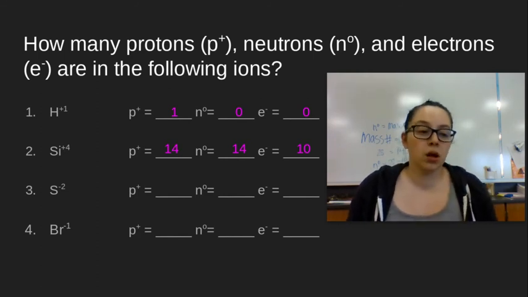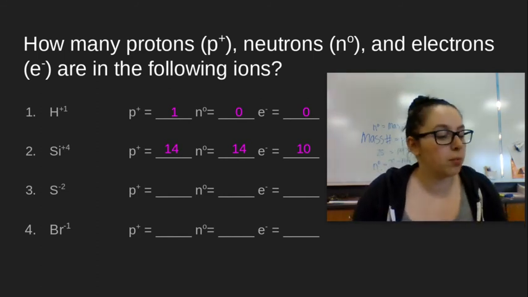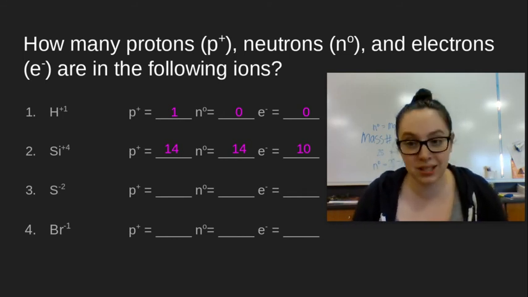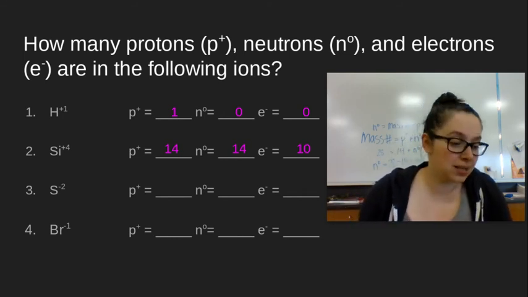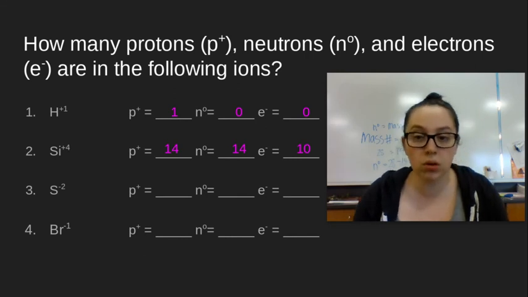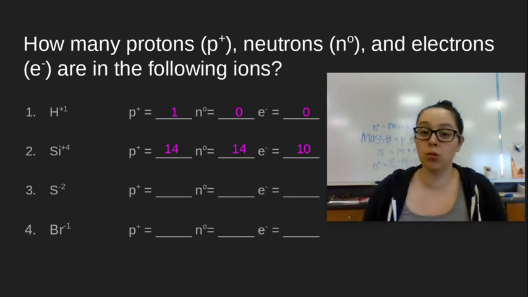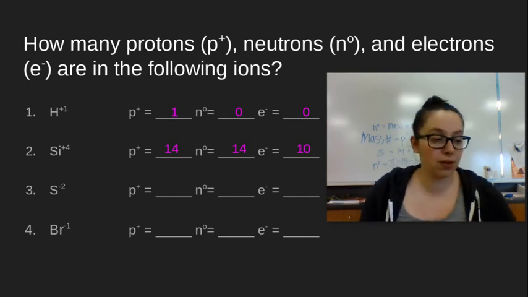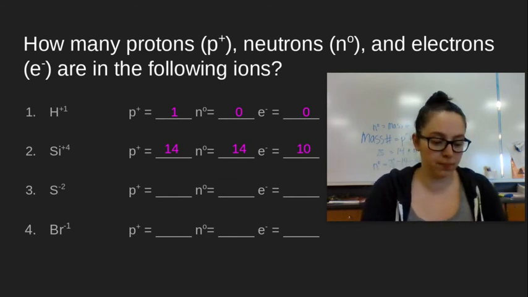Sulfur, periodic table again, has an atomic number of 16. That means we have 16 protons. It has a mass number of 32. So in order to find my number of neutrons, I need to do 32 minus 16, which, lucky for us, is 16 again.